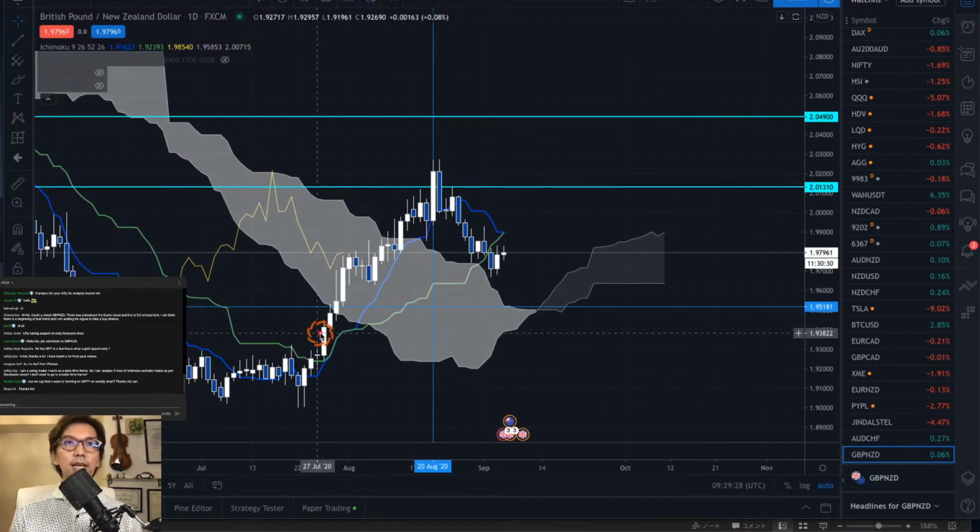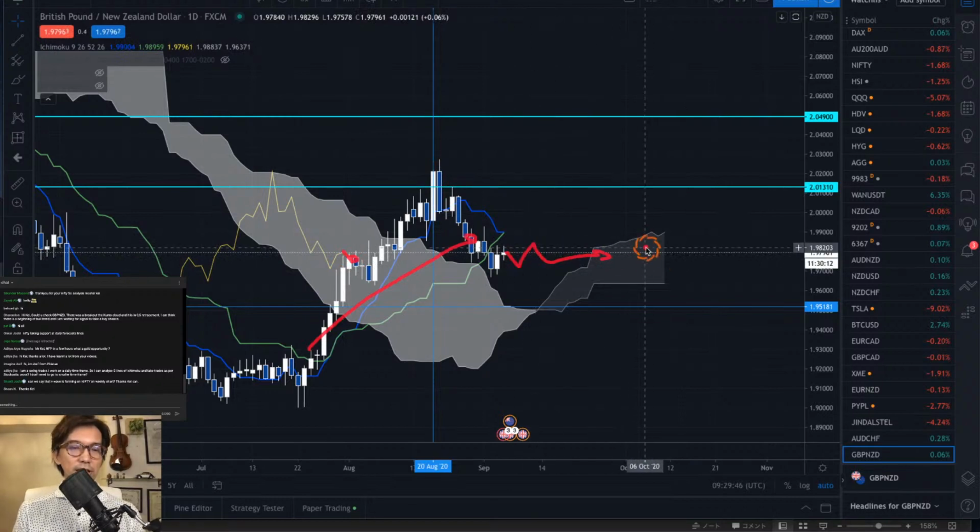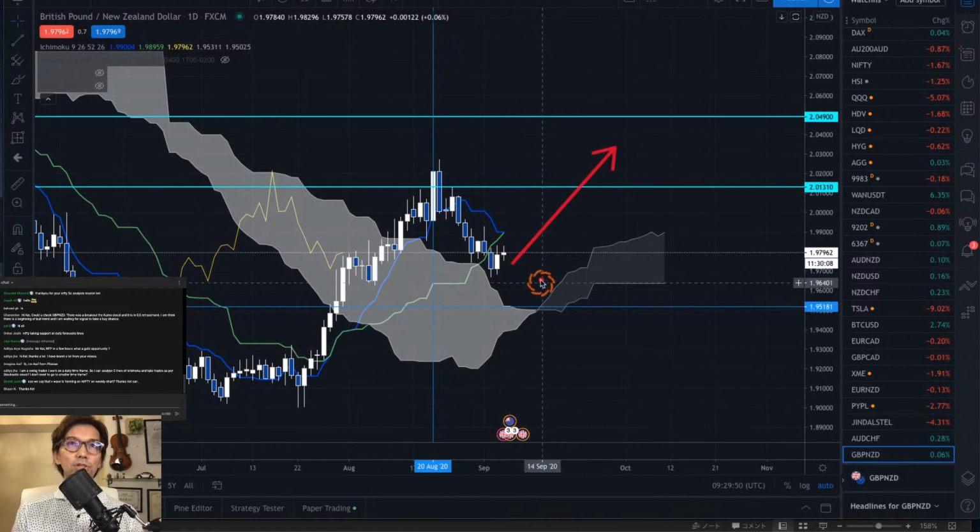When you see a Tenkan Kijun dead cross, this means that this is the end of the uptrend in the short to mid-term. So you can consolidate for a while. And when the Chikou Span really touches these candles, then we have to expect a couple of days of consolidation here. So I don't think this is going to go up anytime soon.